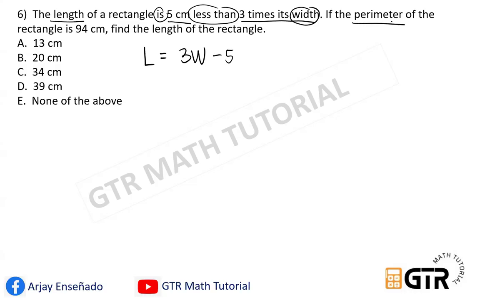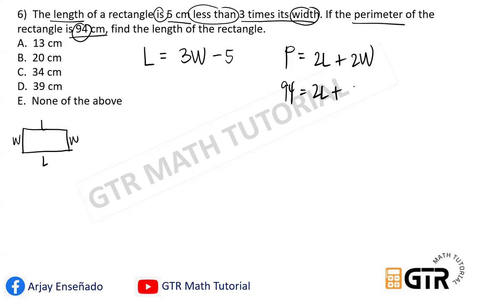And then we are given the perimeter of the rectangle is 94 centimeters. The formula for the perimeter of the rectangle is 2L plus 2W. Remember, the perimeter is the total distance around a polygon. If this is the rectangle, the total distance has 2 lengths and 2 widths. So the formula for perimeter is 2L plus 2W. We are given the perimeter is 94 centimeters, so 94 is equal to 2L plus 2W. We are looking for the length of the rectangle.